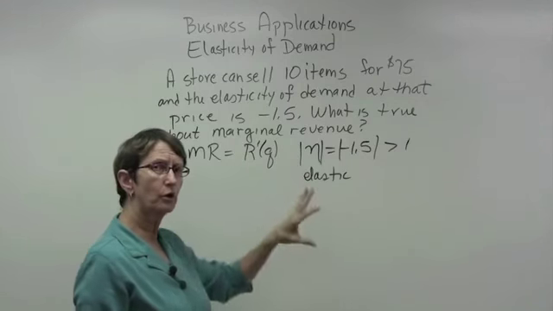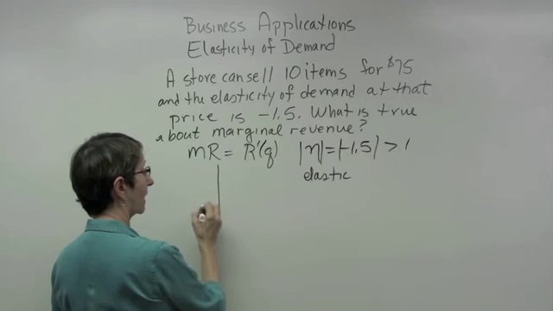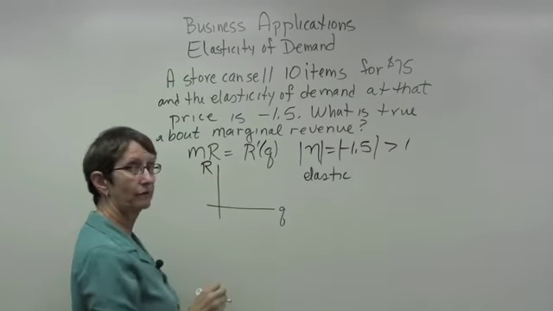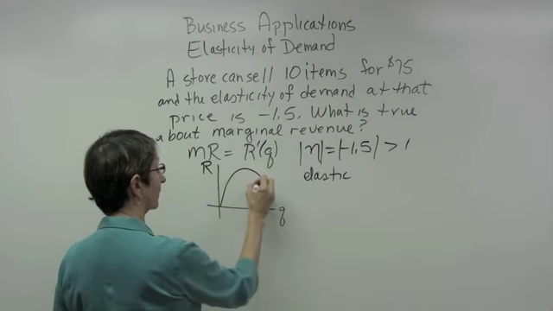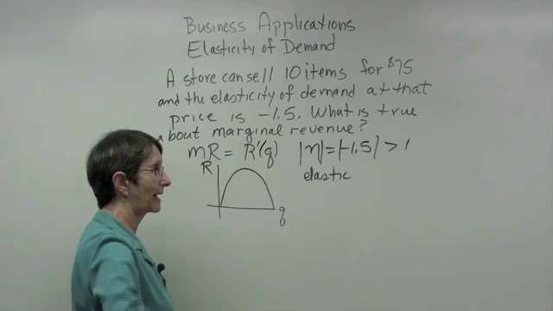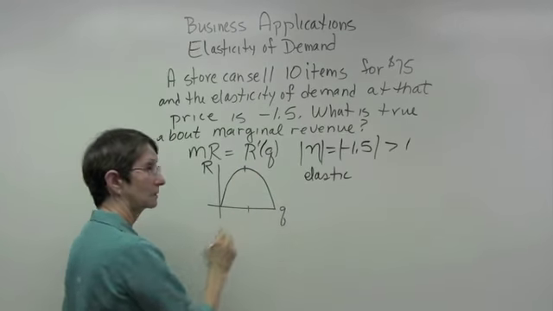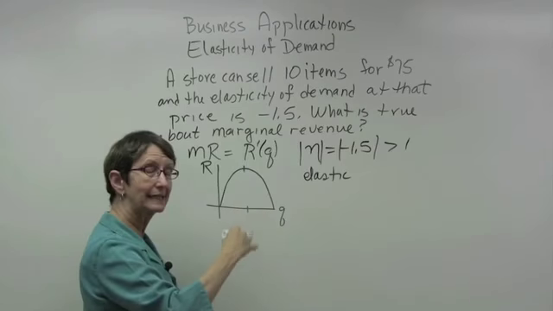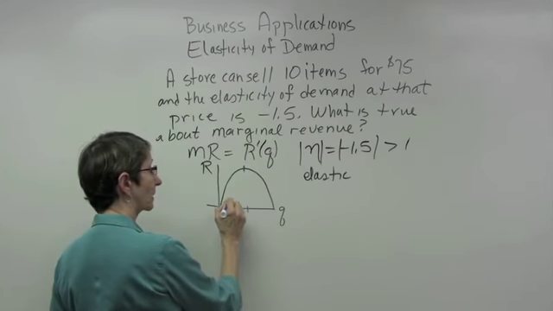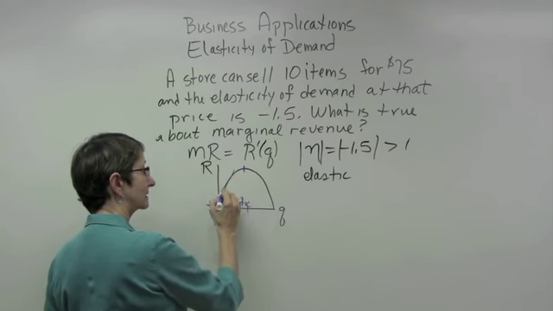So what does that have to do with marginal revenue? Let's think back about those graphs. We want to think about the graph where Q is our variable, and we're looking at revenue. When Q was the variable, we had the maximum revenue here, and the question was where is elastic, where is inelastic? Elastic is on the left, on this side of revenue.